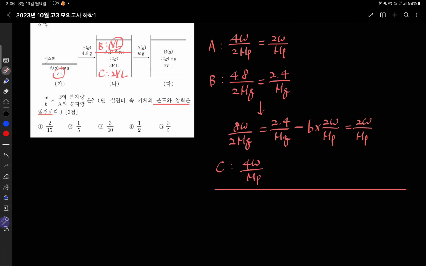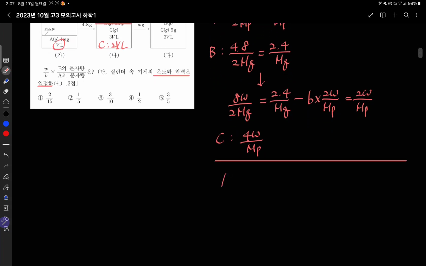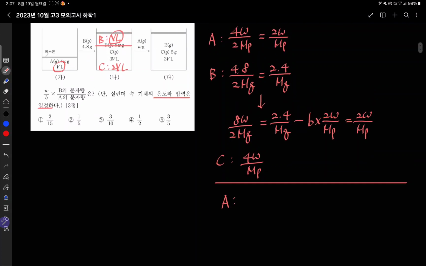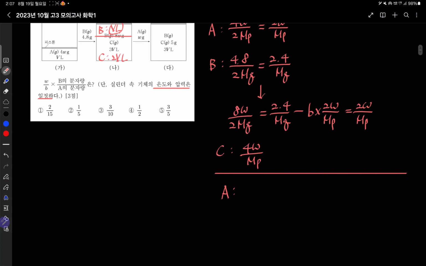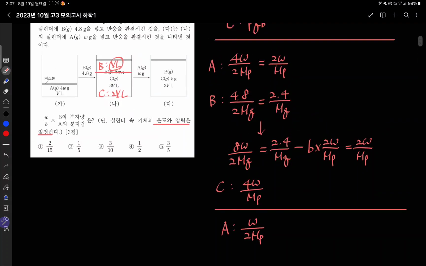And for the second reaction, the amount of gas A introduced is 1/4 of the gas A molecules initially present. So that means the number of moles in gas A is W over 2 times atomic weight of P.